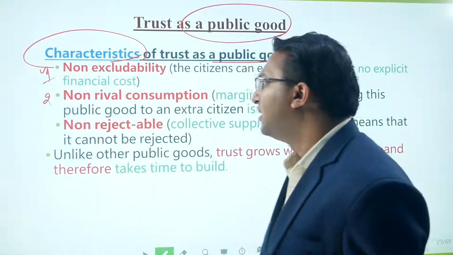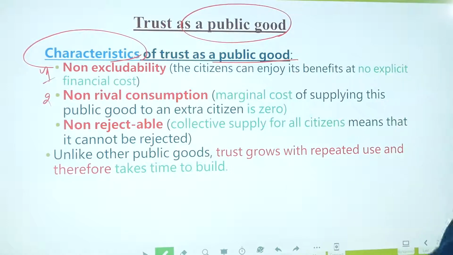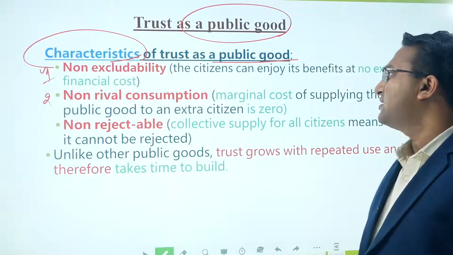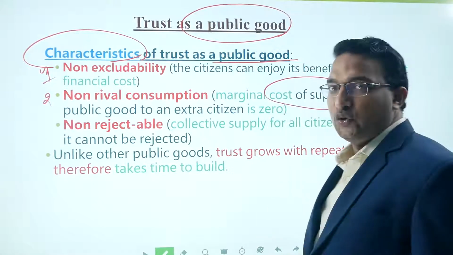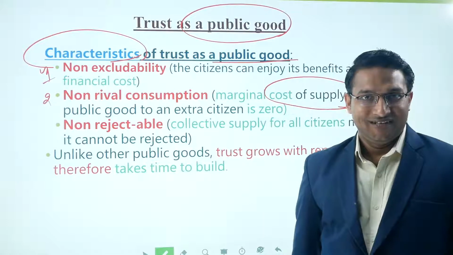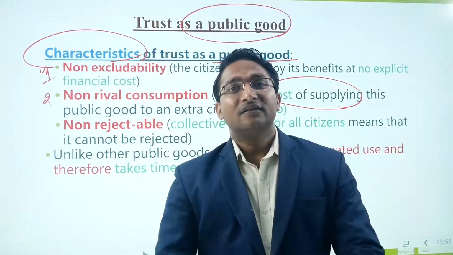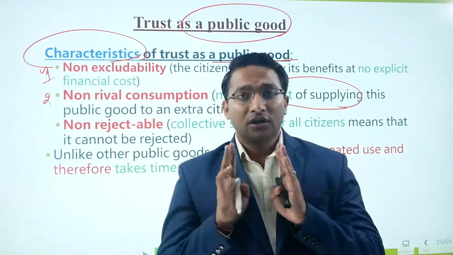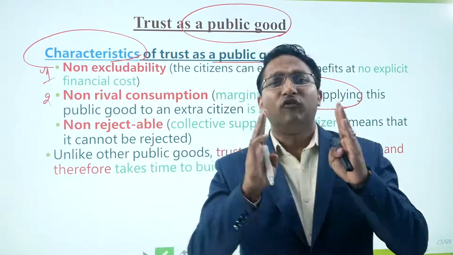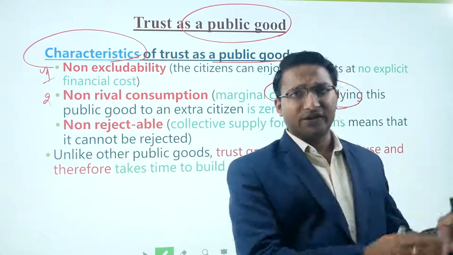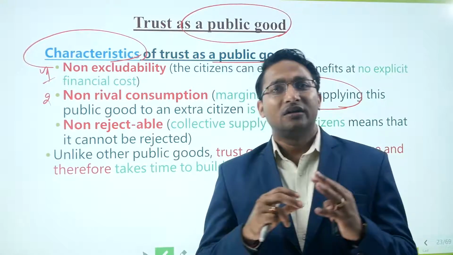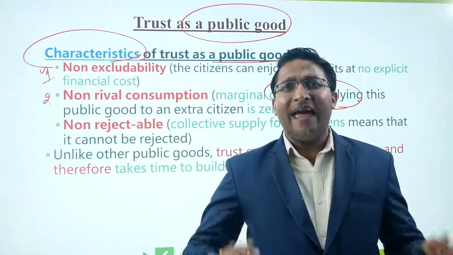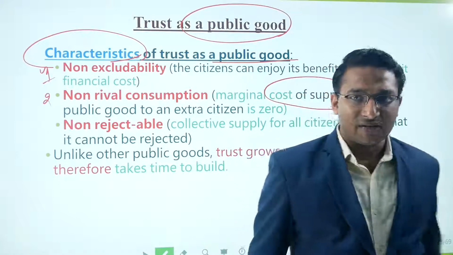The second characteristic is non-rival consumption. So the marginal cost of supplying this public good to an extra citizen is zero, right? So this is the cost from the supply point of view. So there is no extra cost. If there is trust, then there is no extra cost. So the bank does not need to incur extra cost for giving a loan to a new person. When everyone is returning the loan on time with interest, then the bank does not need to incur any extra cost for giving the loan to the extra person.